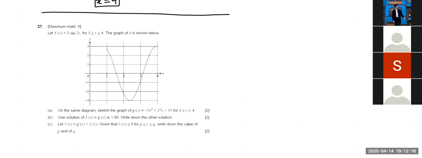I wonder what this will look like actually. One second, I can find out.